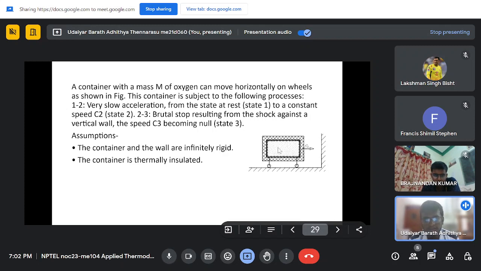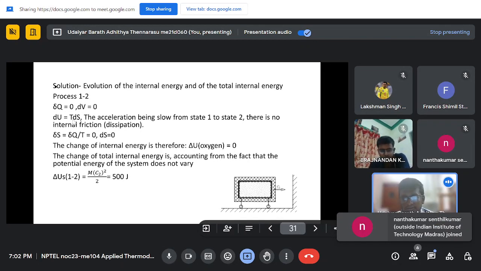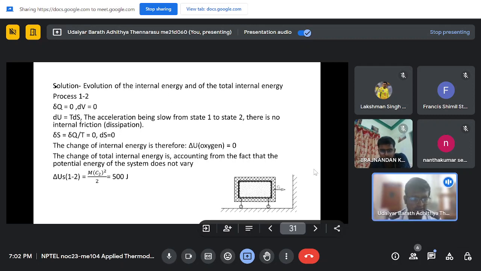So in process 1, there is no heat transfer happening because this is insulated. There is no change in volume or such. Since there is no heat transfer, your entropy change also will be 0 in this case. This being slow acceleration, you are assuming it to be a reversible process, so there will be no entropy generation. So the change in internal energy of the oxygen contained in the system will be 0.